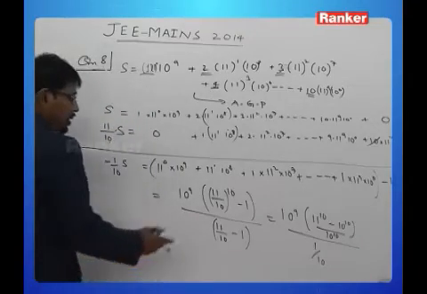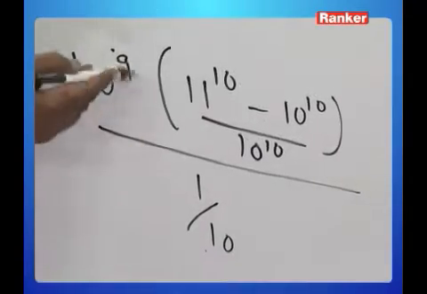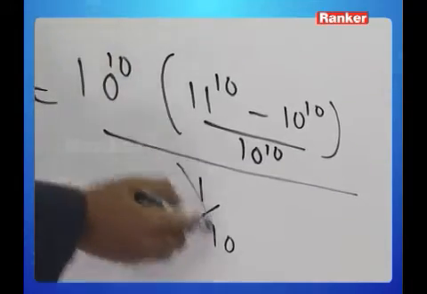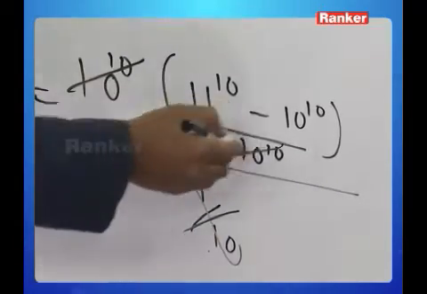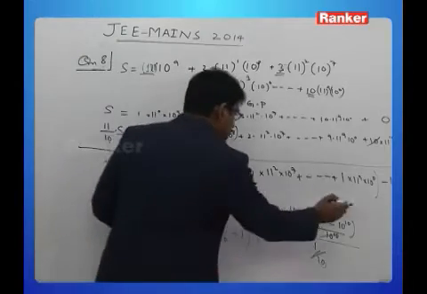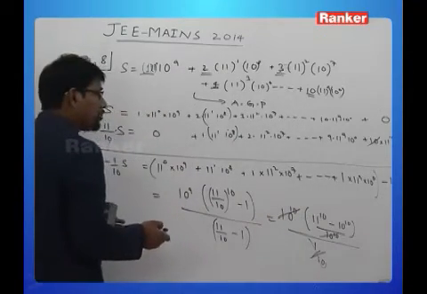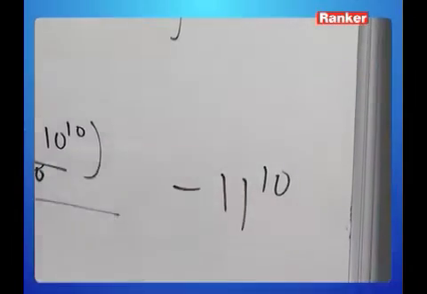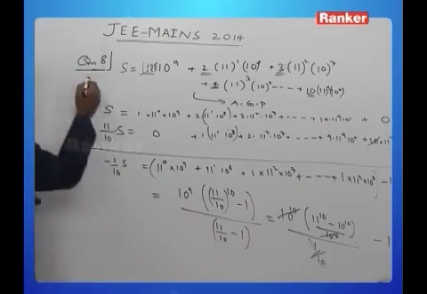So when we bring this 1 by 10 up, it will become 10 power 10. The 10 power 10 cancel out. This 10 power 10 cancels with this. What you have is this part in the bracket is 11 power 10 minus 10 power 10, and we already have a minus 11 power 10 here. So what is it coming out to be?